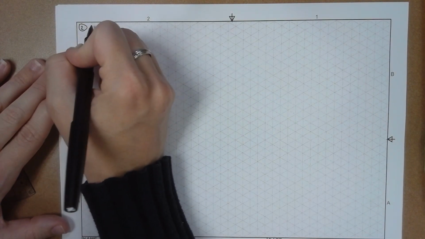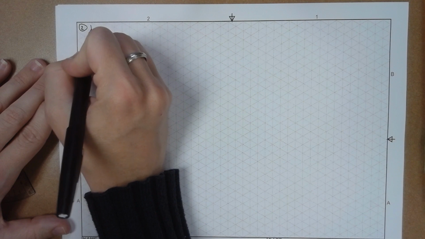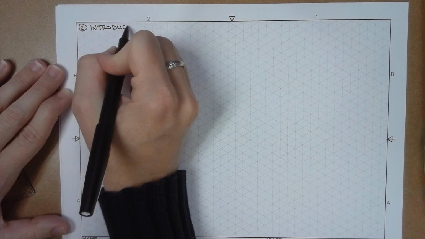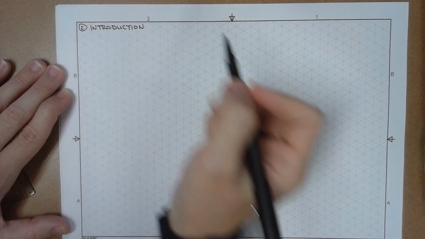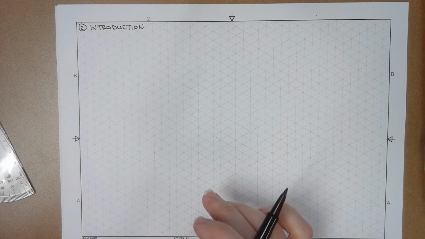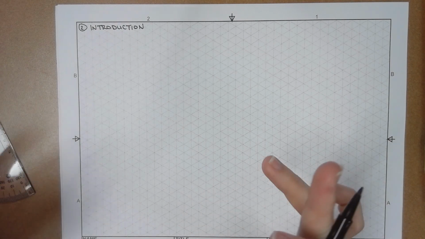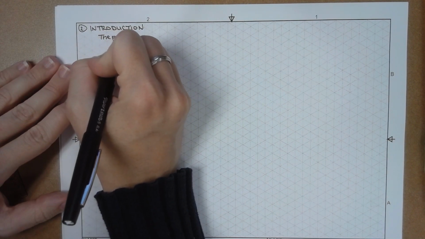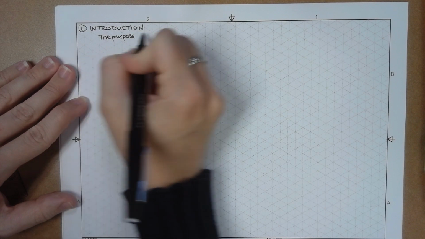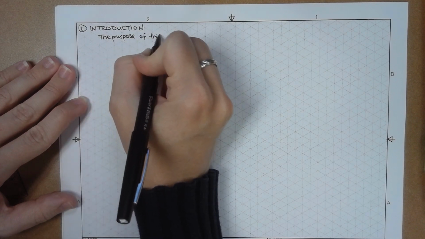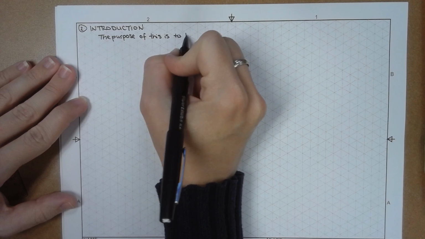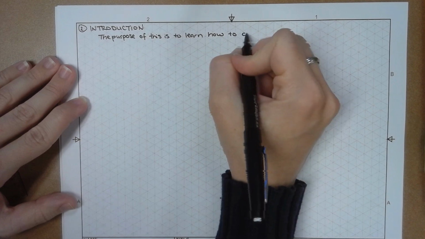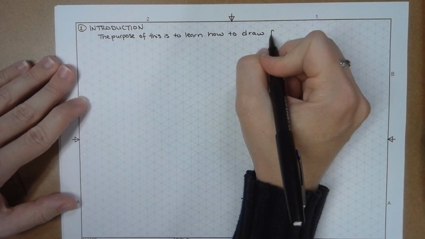Section 2 is our intro. So section 2, if you don't want to write the 2, don't do it. I just do it to make sure that I have all 5 requirements always. All right, so our introduction, remember this is going to be your purpose statement. Why are we doing this? All right, so the purpose of this is to learn how to draw. I'm going to call them figures.